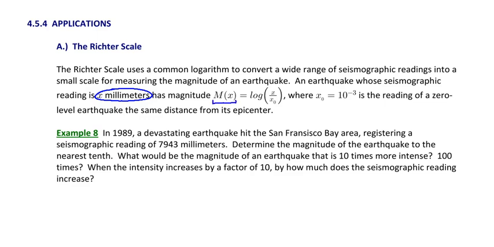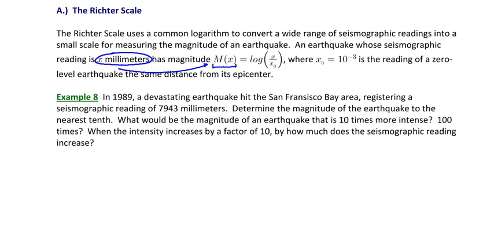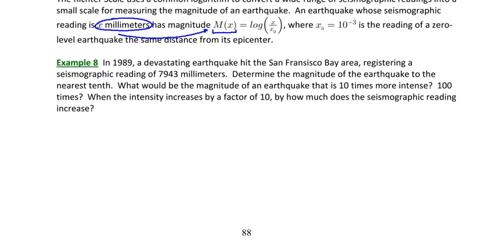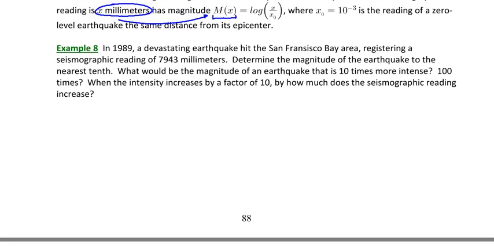Now, the magnitude is what you hear on the news, something like there was a 4.5 earthquake in a specific location. And our function, M(x), is going to convert that millimeter reading into a magnitude. So in example 8, it says, in 1989, a devastating earthquake hit the San Francisco Bay Area, registering a seismographic reading of 7,943 millimeters. Determine the magnitude of the earthquake to the nearest tenth.